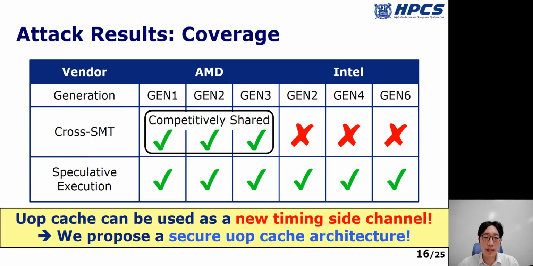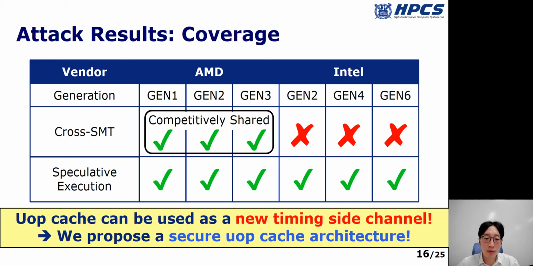We used 6 x86 CPUs from Intel and AMD to evaluate the coverage of the proposed attacks. For each vendor, we choose different generations whose microarchitecture is different from each other. First, we find that all AMD CPUs are vulnerable to the cross-SMT attack, as AMD CPUs use the competitively shared microcache. Otherwise, Intel CPUs use the statically partitioned microcache, therefore, they are not vulnerable to this attack.